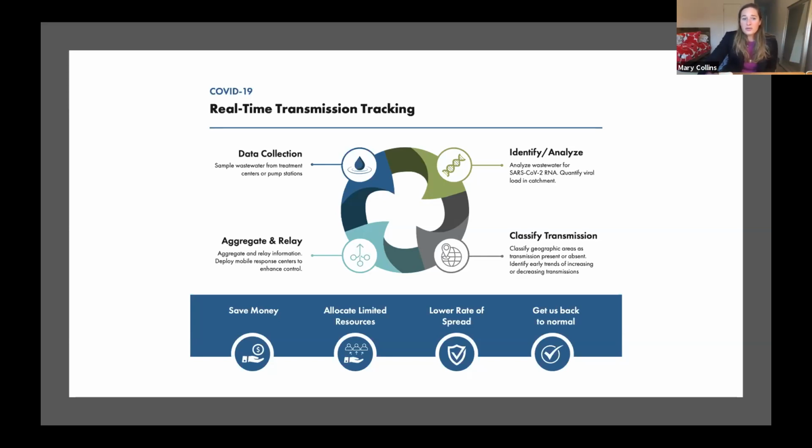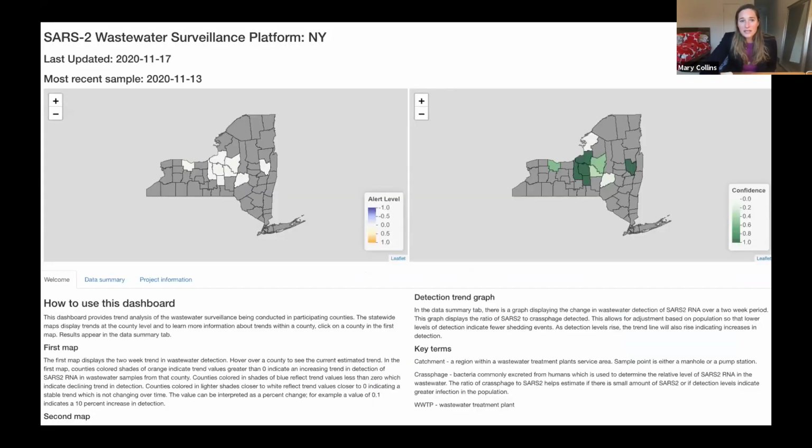The last phase is to aggregate data and relay it to those who will be making decisions, and make it as useful as possible. As I mentioned, we have been working on this project since about April, and we've made a ton of progress, but where we are right now is somewhere between classifying transmission spatially and then aggregating and relaying it. So what I'm going to do today is present where we are with the spatial side of things. I'm happy to answer other questions about the microbiology as I can, but given the focus of today, it makes more sense to talk about classifying geographic areas.